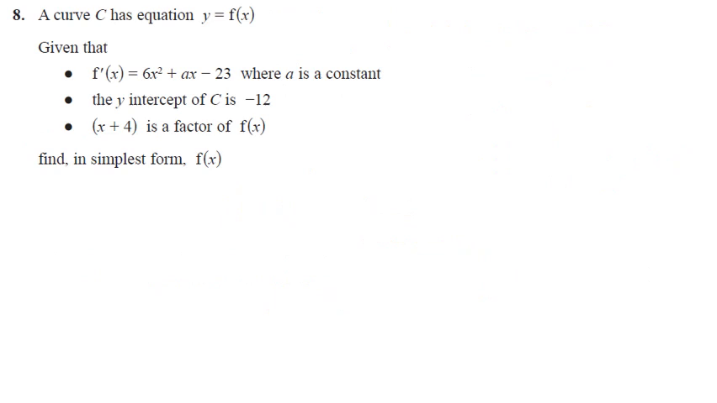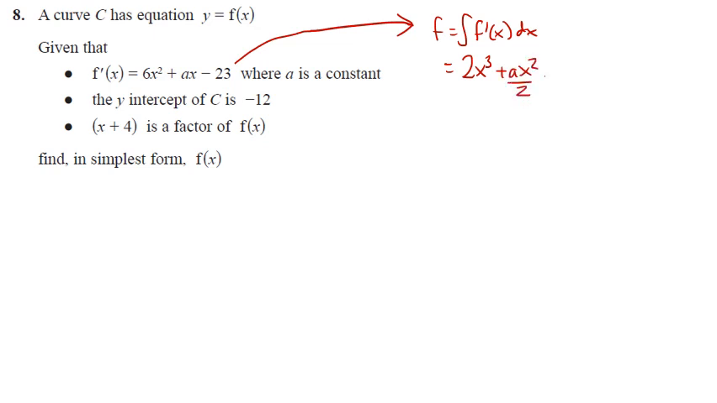Question 8. We're told some facts about some function, so we're told its derivative, we're told its y-intercept, and we're told a factor of it. So first of all, if we've got its derivative, let's integrate it. So f is going to be the integral of the derivative. So if we integrate that, we're going to get 2x cubed plus ax squared over 2 minus 23x plus c.